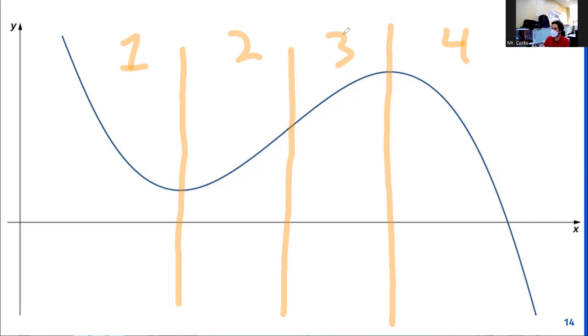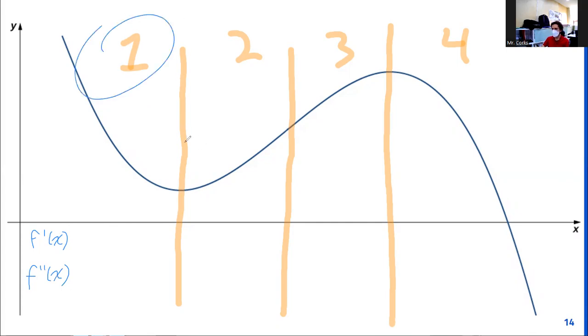And the patterns that we'll see in these areas apply to any situation. These are the 4 possibilities. So in each of these cases, we'll say, what is happening with our first derivative? Is it positive or negative? And also what is happening with our second derivative? Is it positive or negative?